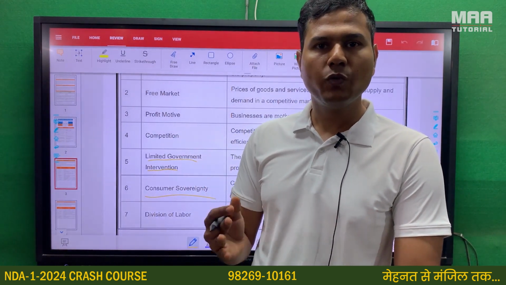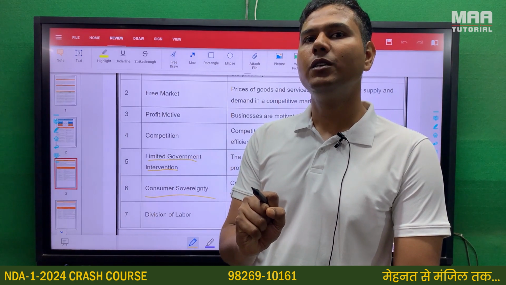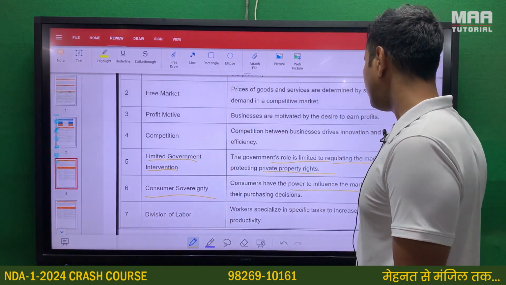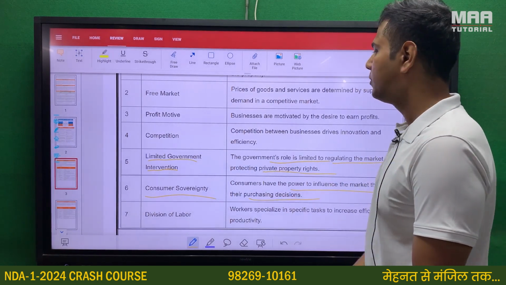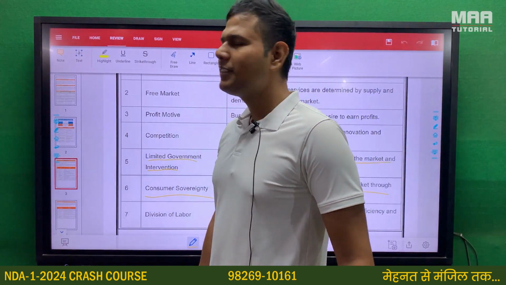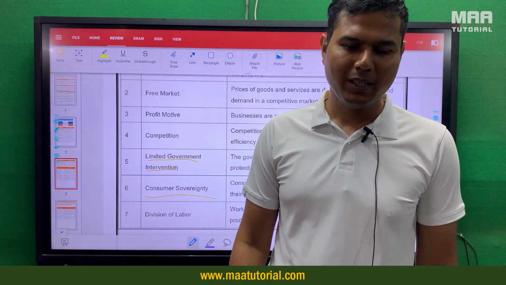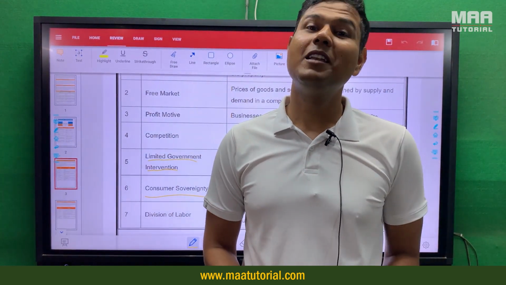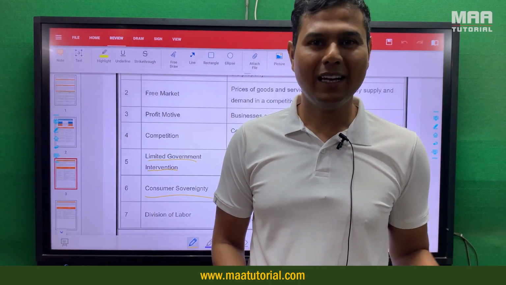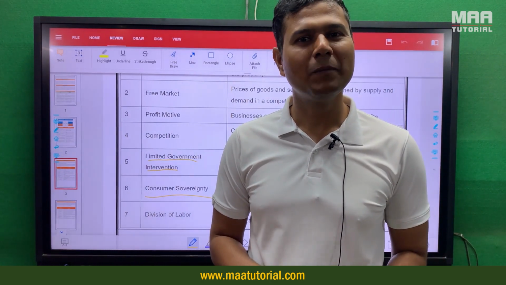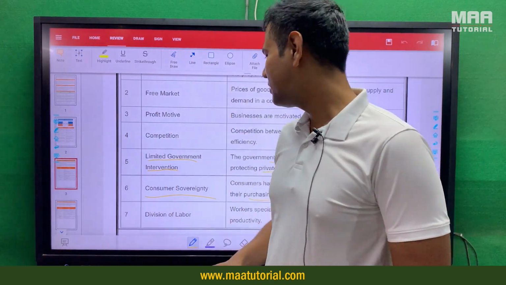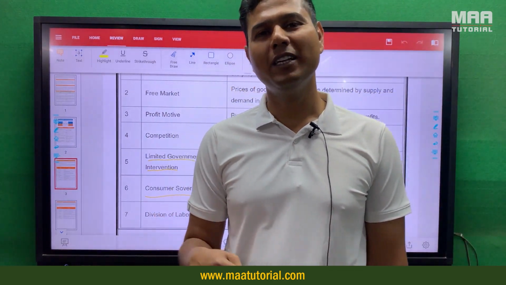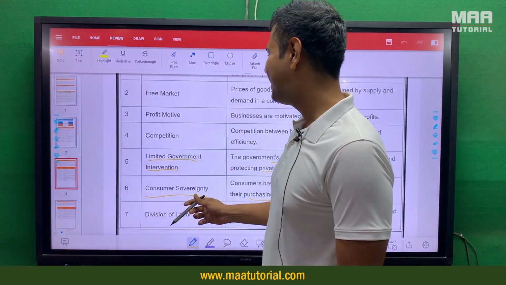The consumer is sovereign. The consumer has the power to decide where the market would be going through their purchasing power. Let's say, do you think it was possible around 30-40 years back to sell Gucci bags in India at the scale at which they are being sold today? No, it was not possible because the purchasing power of the consumer was not that much. So that's where Bata comes in. Let's go ahead.